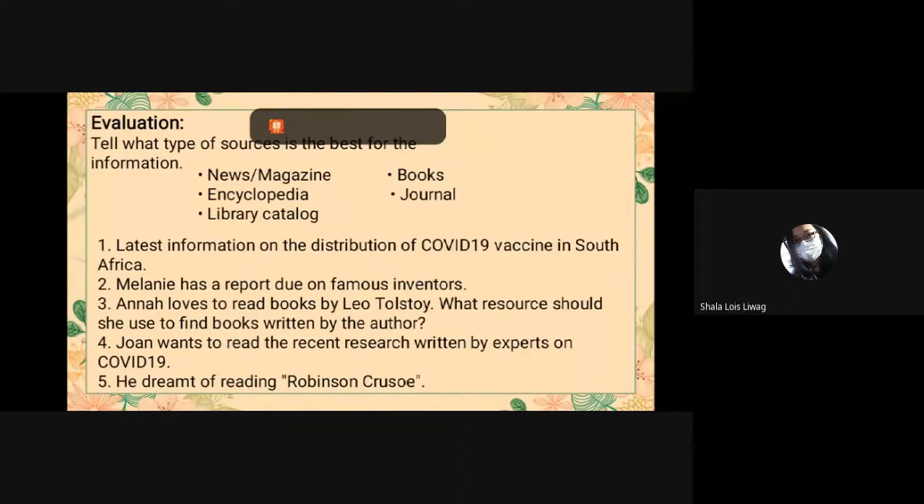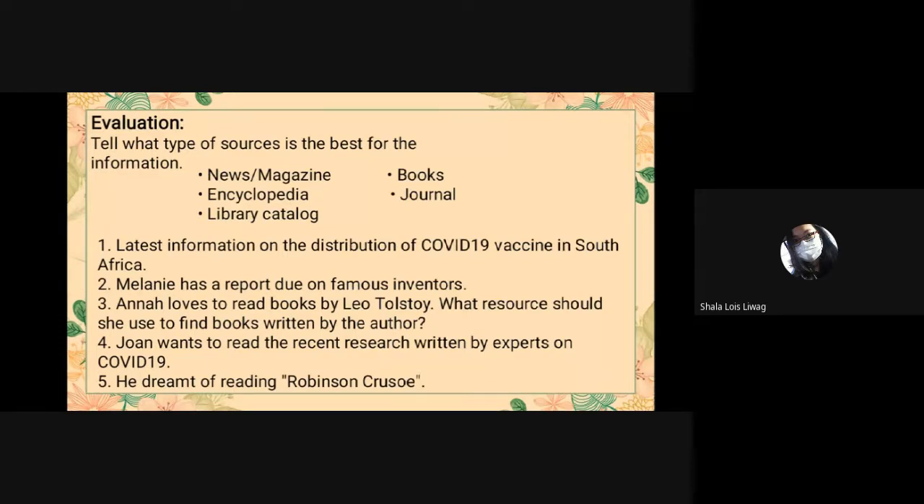So for your evaluation, tell what type of source is the best for the information. Just tell what type of information is best needed for each situation. Okay, number one, latest information on the distribution of the COVID-19 vaccine in South Africa. Yes, Chris. Okay, thank you. Number two, Melanie has a report due on famous inventors.